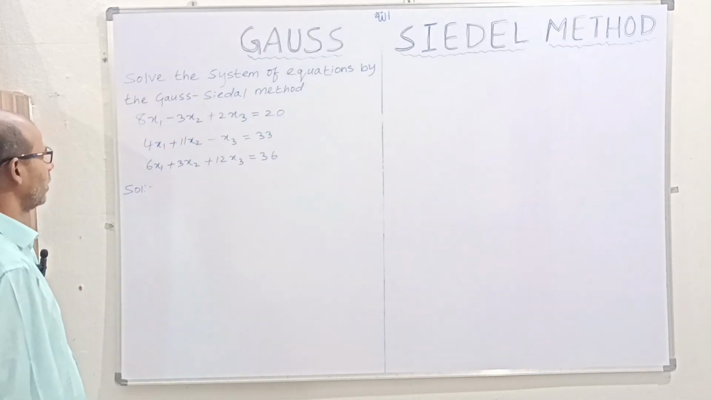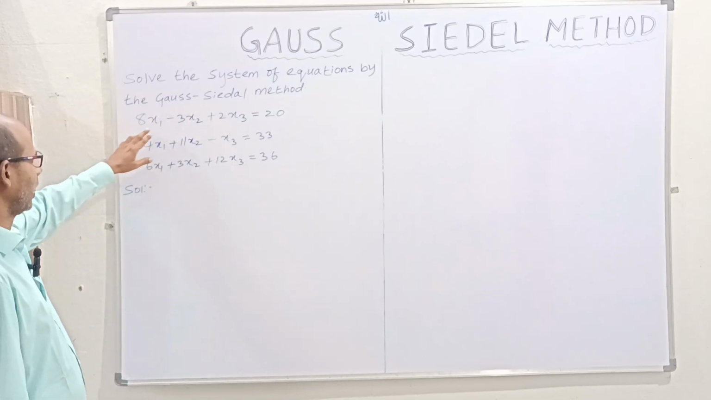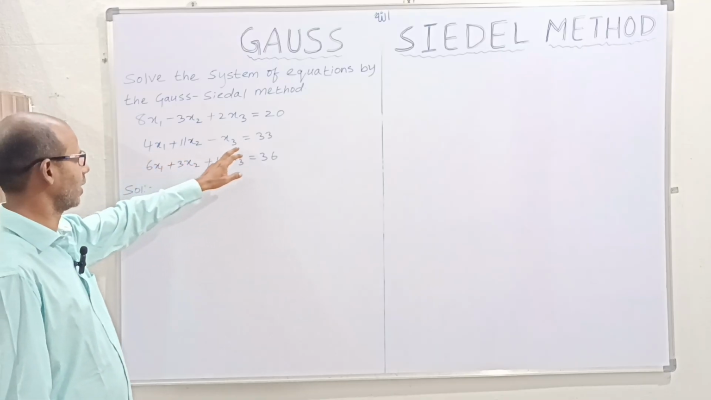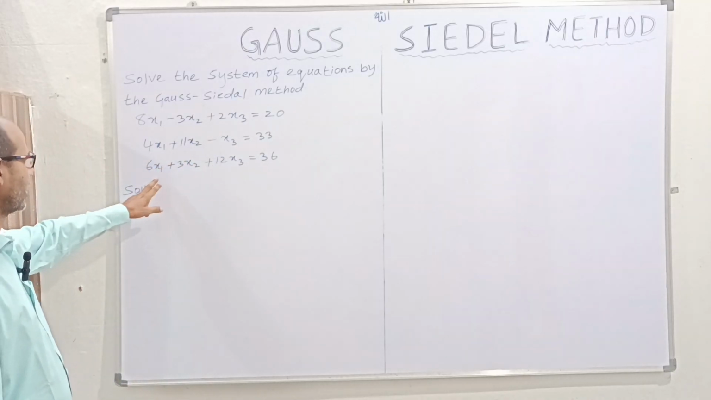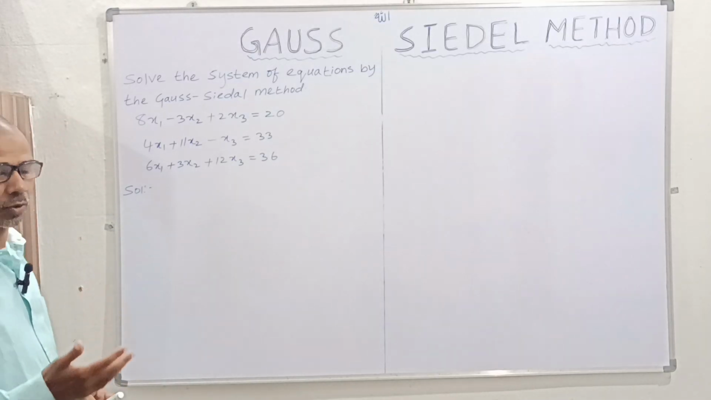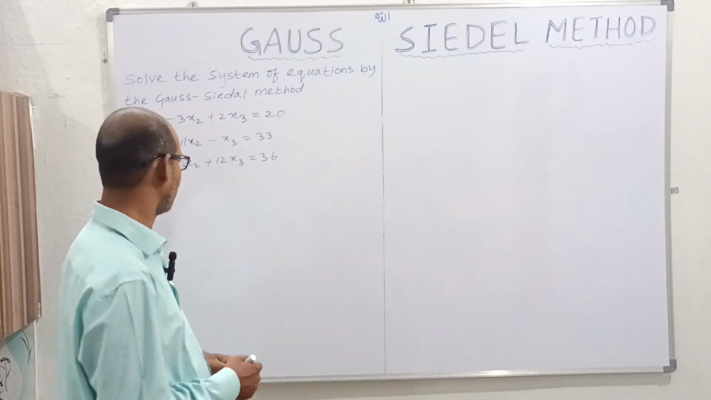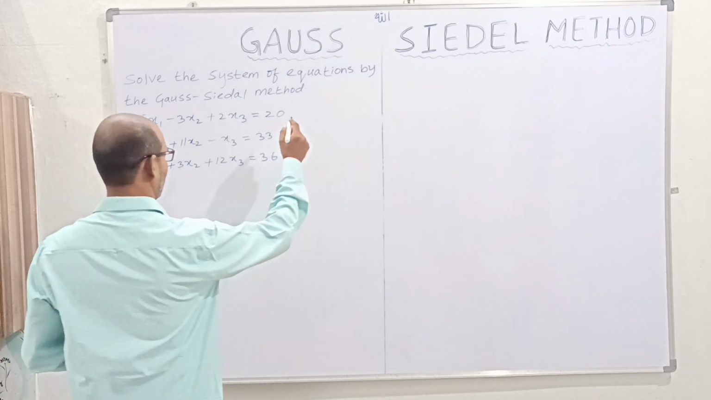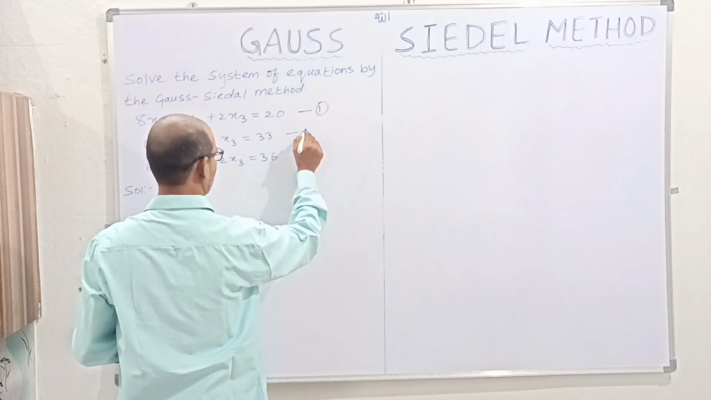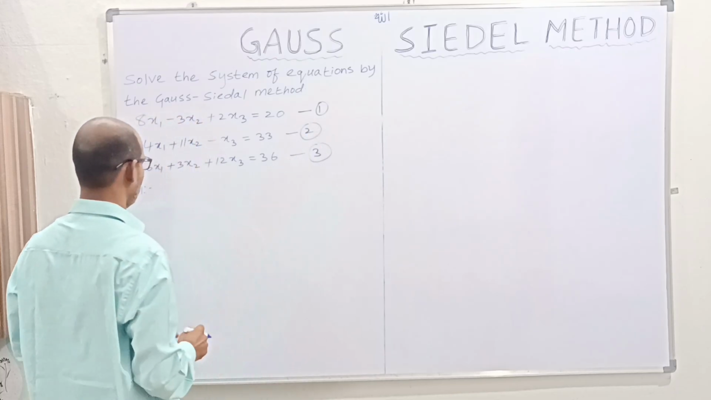Solve the system of equations by the Gauss Seidel method. 8x1 minus 3x2 plus 2x3 is equal to 20. 4x1 plus 11x2 minus x3 is equal to 33. 6x1 plus 3x2 plus 12x3 is equal to 36. Now we are going to solve this system using the Gauss Seidel method. Consider this as equation number 1, this as equation number 2, and this as equation number 3.